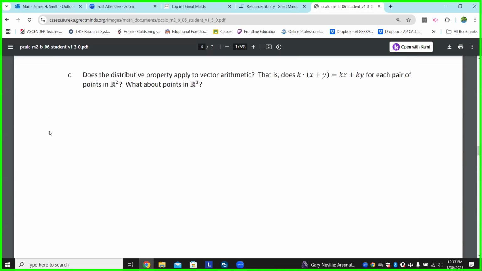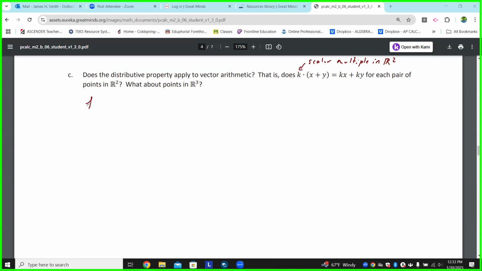Will the distributive property work for vector arithmetic? That basically means, will k times (x plus y) equal kx plus ky? We already stated in our notes beforehand that k represents our scalar multiple, so we don't have to redefine that. We know it's a scalar multiple in R2, which is what we're trying to prove.